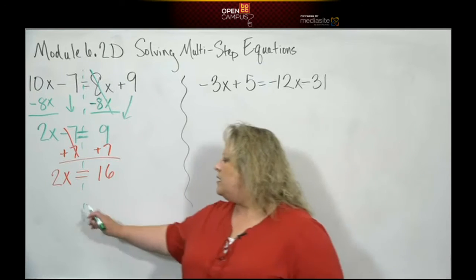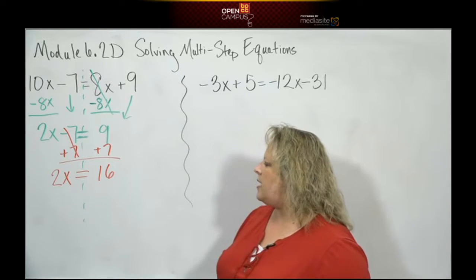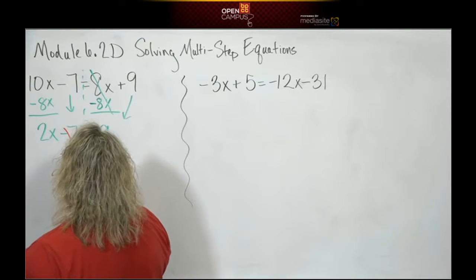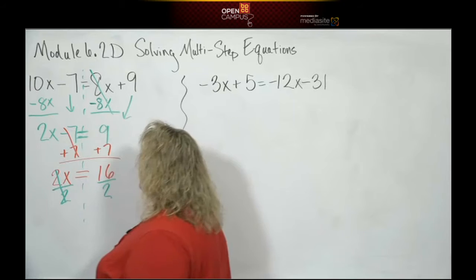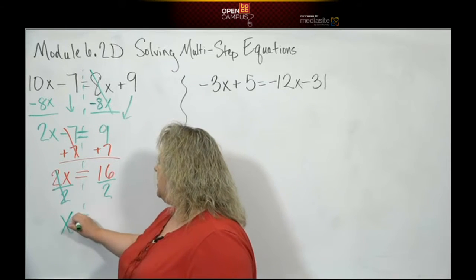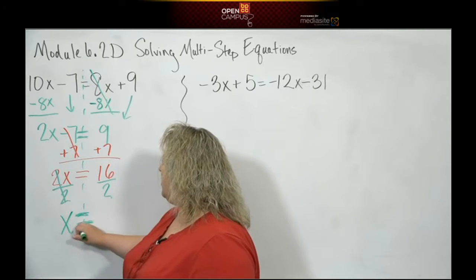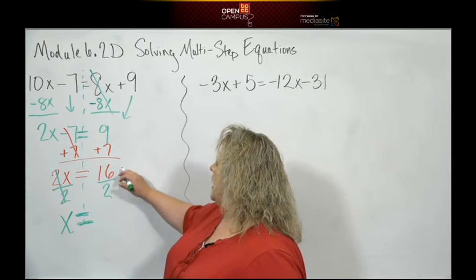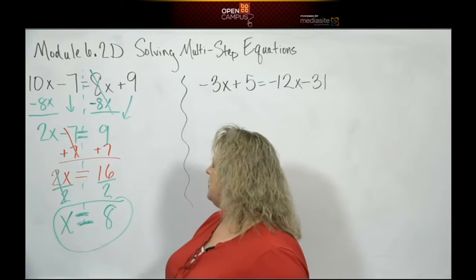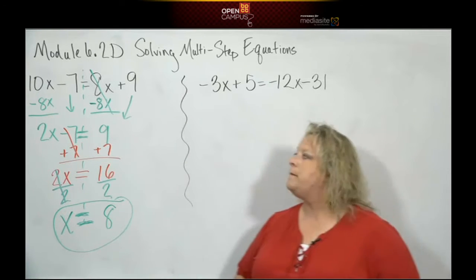So I have 2x. How do I undo that? Get that x by itself. I do the opposite, which is dividing by 2. When I divide by 2, I get x over here, 1x. And again, if you want to put the 1, put the 1. If you don't want to put the 1, you don't have to. And 16 divided by 2 is 8. So my solution for this one is x is equal to 8.